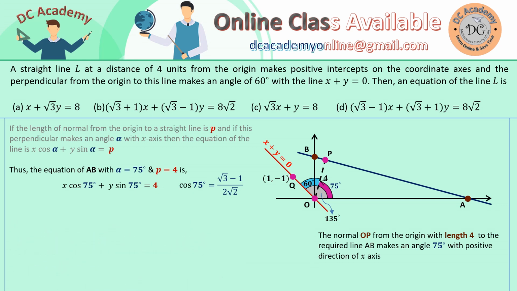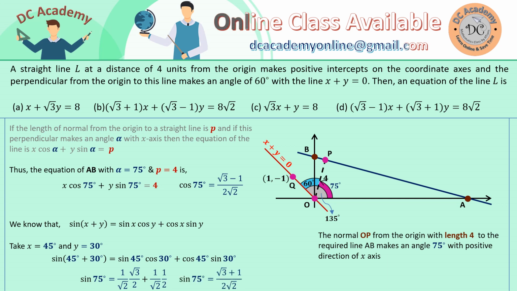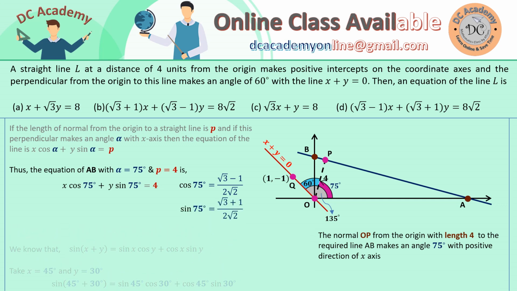As we need to calculate sin 75, we calculate it by means of sin(x+y) = sin x cos y + cos x sin y. Now here also we put x equal to 45 and y equal to 30 degrees. So therefore we get the expression for sin 75 degrees. Putting in the appropriate values, we calculate sin 75 degrees as (root 3 plus 1) divided by 2 root 2. So now see that to obtain the equation of AB, we were able to obtain sin 75 and cos 75 degrees. So therefore my job is done.